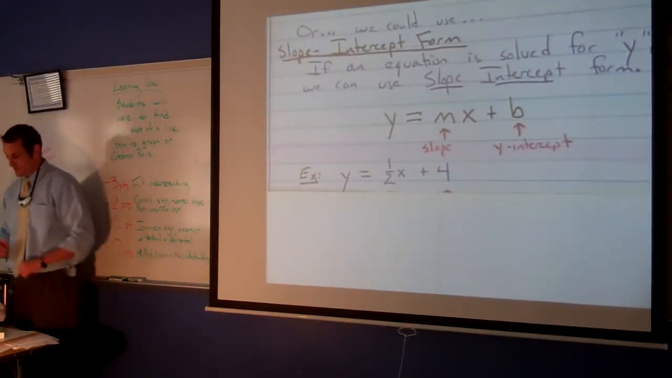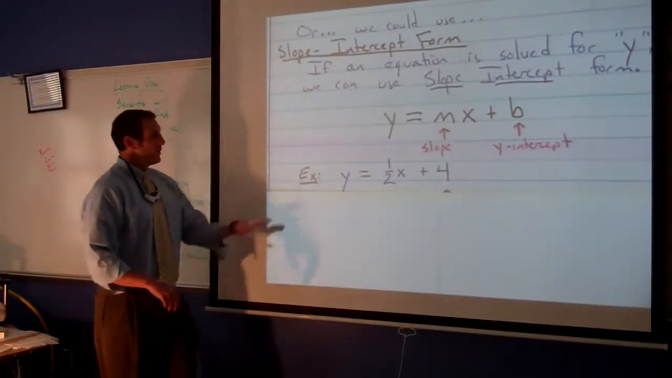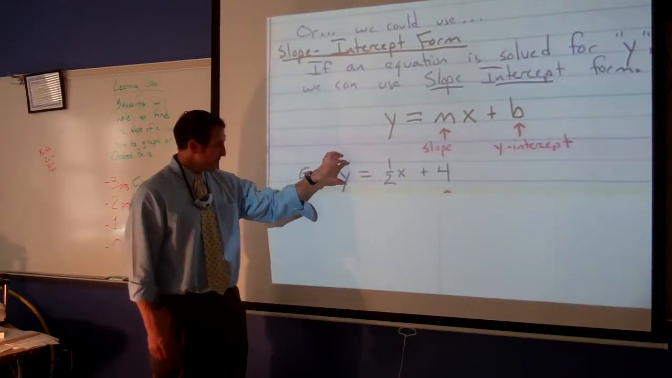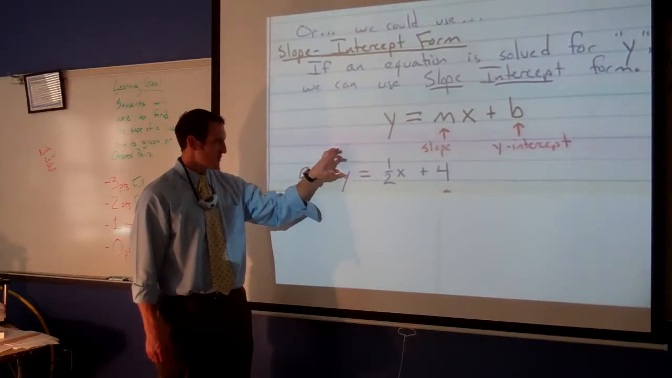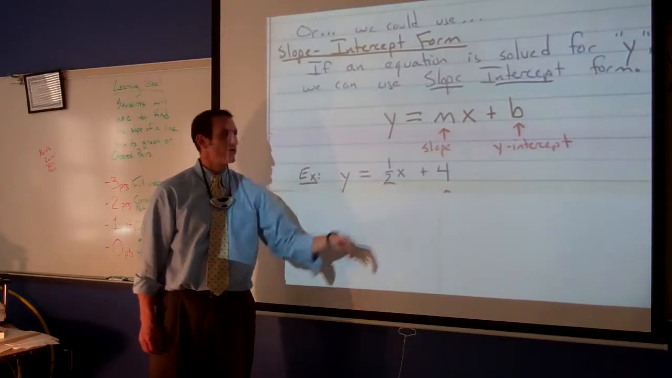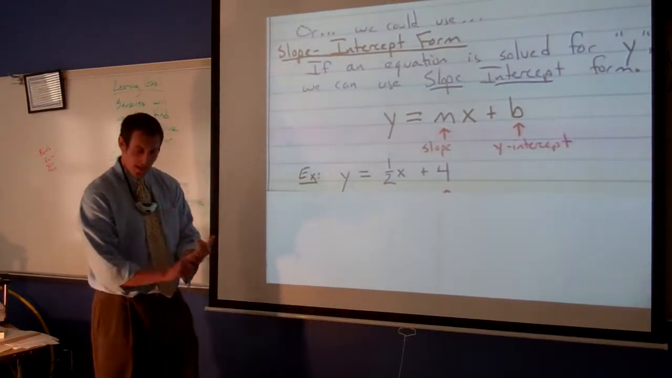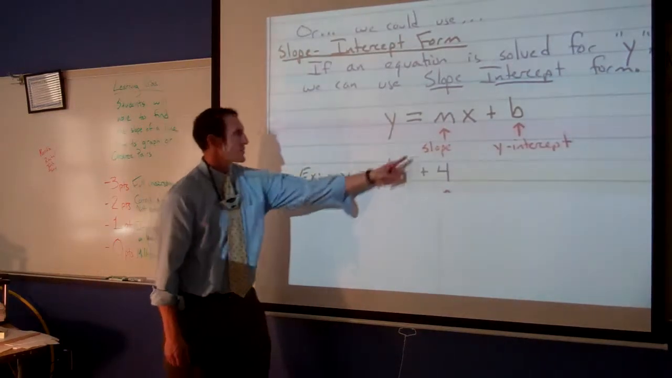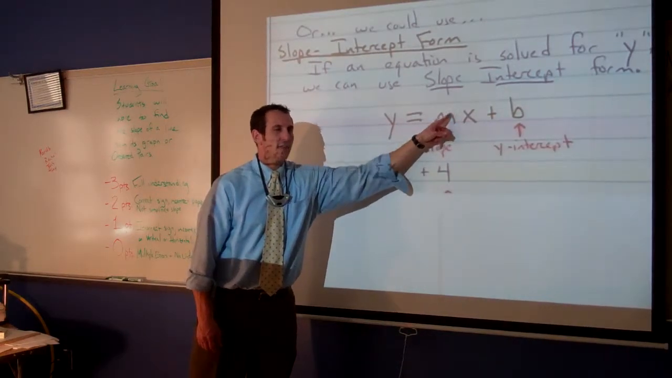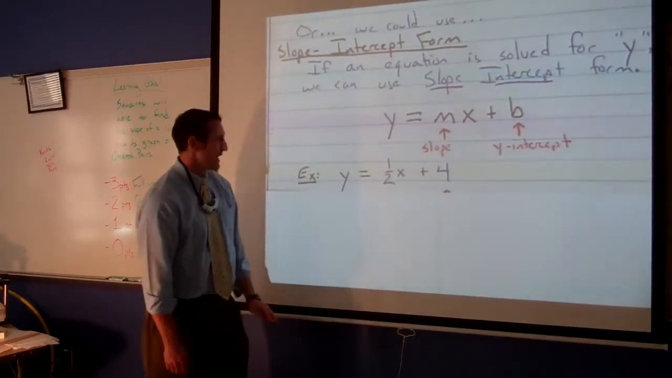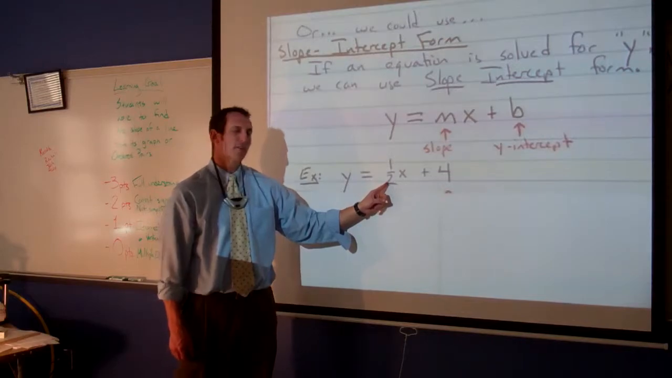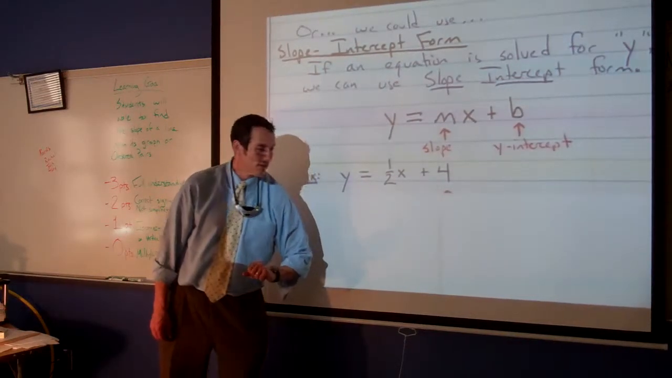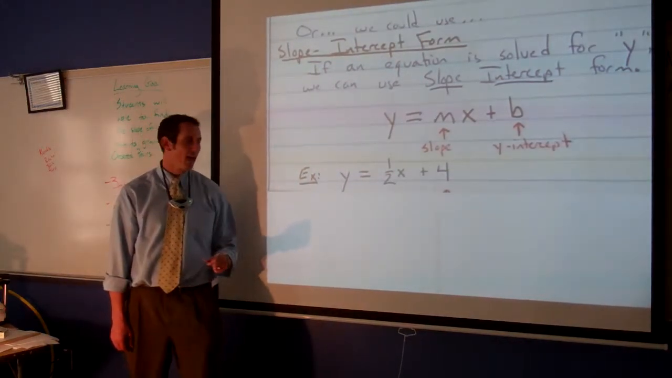Take this equation, for example. Y is solved for, it is by itself. So it's easy using this equation to identify the slope and the y-intercept, although today we're focused on slope. The slope is the coefficient of x, the number in front of the x. In this case, the number in front of the x is 1/2. So the slope is 1/2.